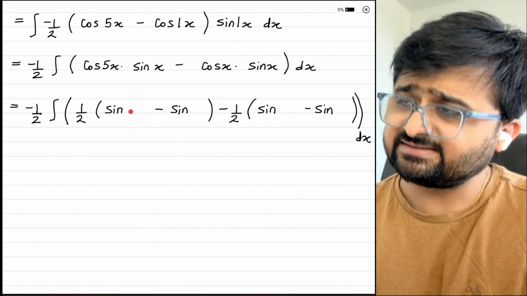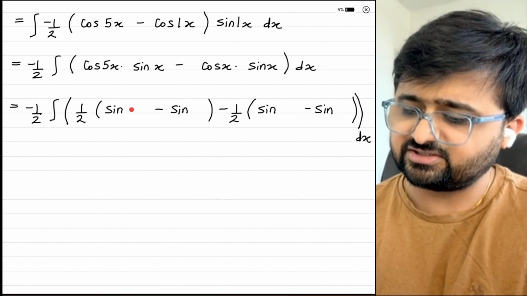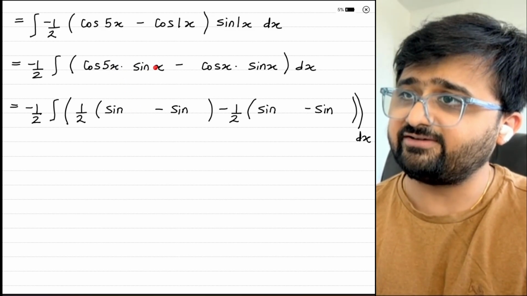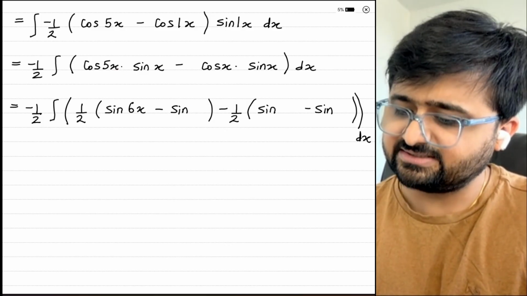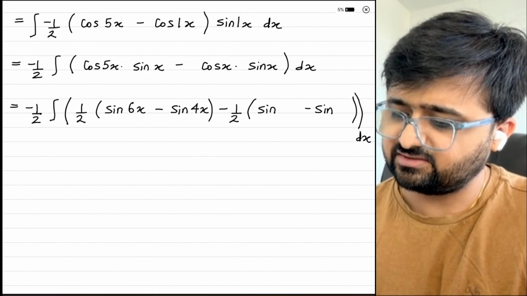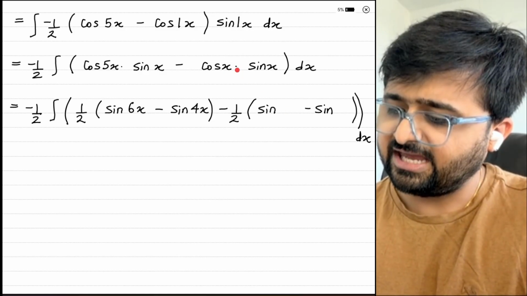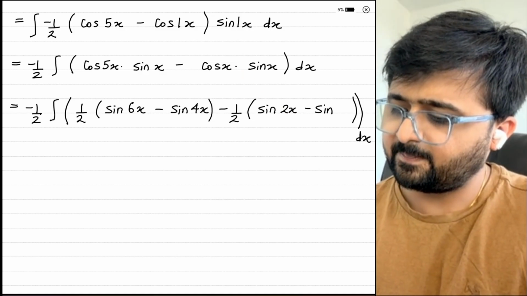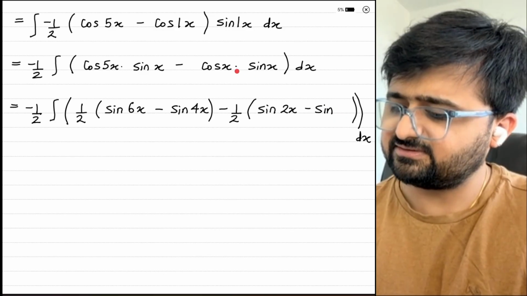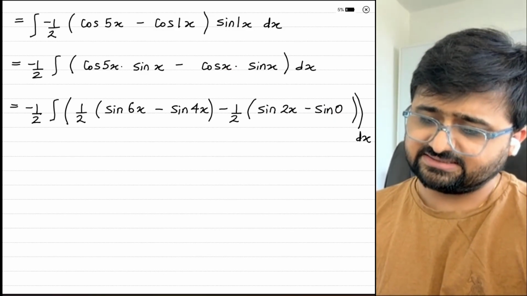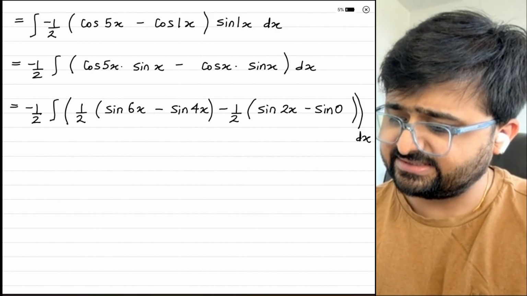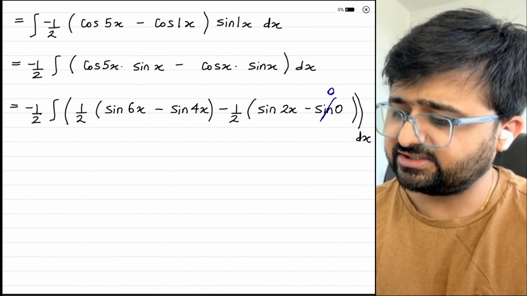Let's write the angles over here. In the first term, we have addition of those two angles, 5x plus x, which is 6x. Here we have 5x minus x, which is 4x. Here we have x plus x, 2x. And in the second term we have the difference x minus x, which is 0. I hope that makes sense. Remember that sine 0 is nothing but 0. So this is nothing but 0.